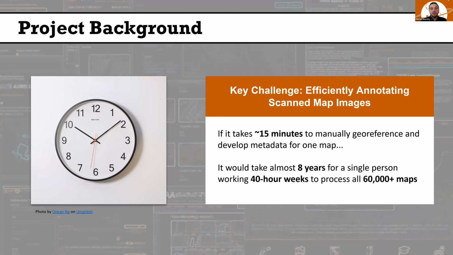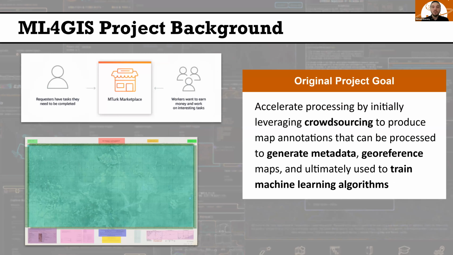And if we do the math here, 15 minutes per map times 60,000 maps, it would take somebody working 40-hour weeks 8 years to complete all of this work. So I've been at the UT Libraries for 5.5 years now. If I had started my first day on the job, I still wouldn't be done with this task if I had spent every minute georeferencing maps. So that's our challenge, right? How can we utilize an automated workflow to cut down on the time required to georeference these maps?